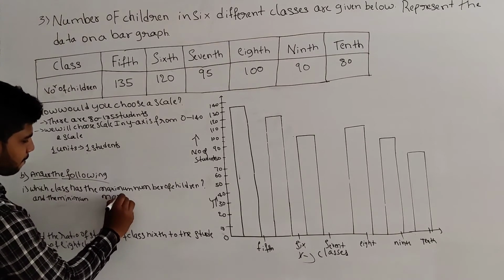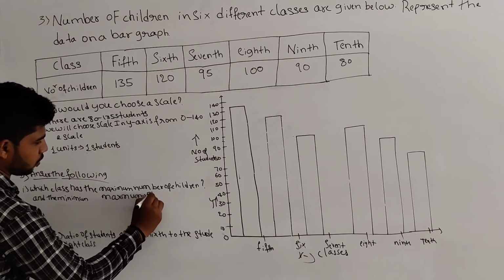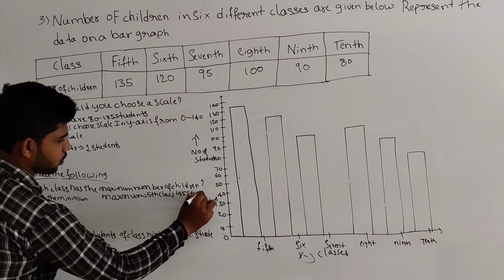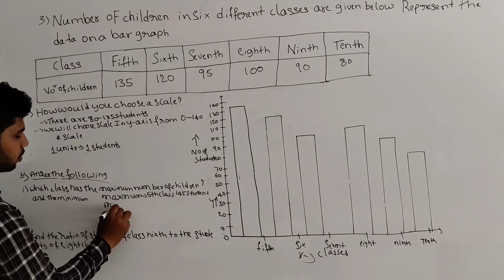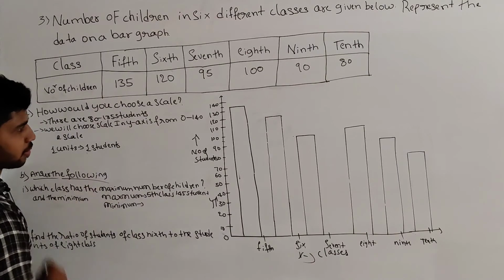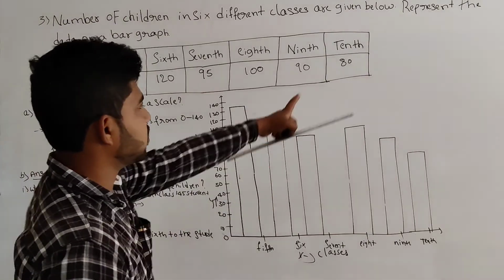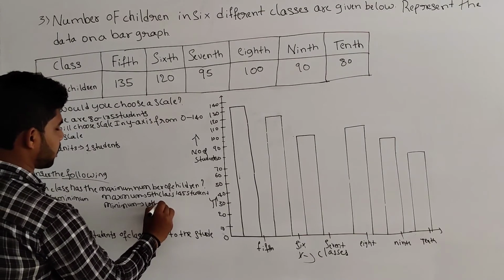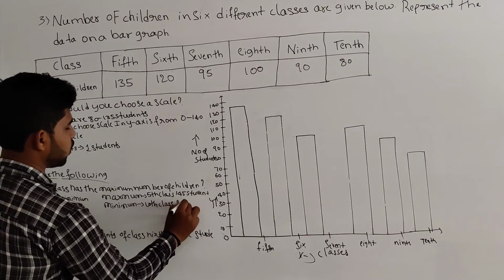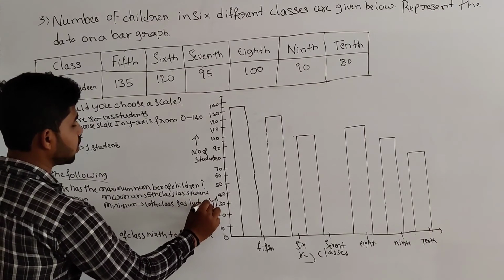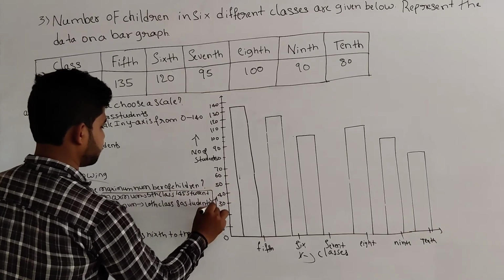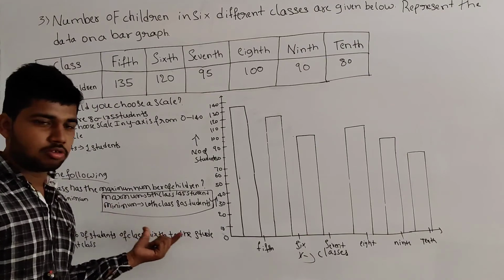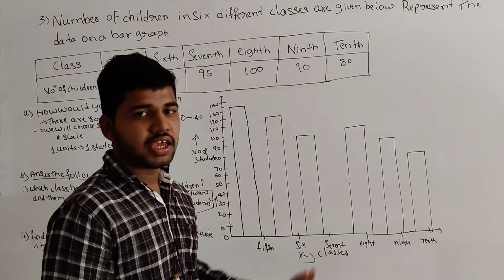Maximum: the fifth class with 135 students. And the minimum, that is the least, is the 10th class with 80 students. As they asked for the minimum too: the 10th class has the least, 80 students.